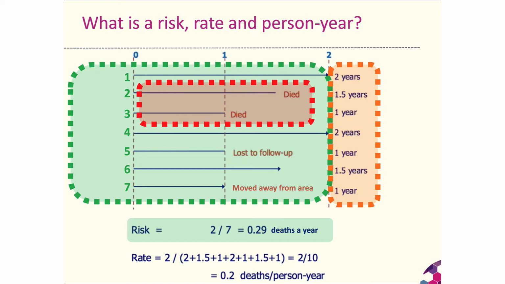So therefore the rate is 2 deaths divided by the number of person years, and the calculation there gives 2 divided by 10, which leads to a rate of 0.2 deaths per person year. So you can see here that the rate is giving a more accurate reflection of how deaths are related to exposure. They are more difficult to talk about because we have to talk about the rate of deaths rather than the risk of death.